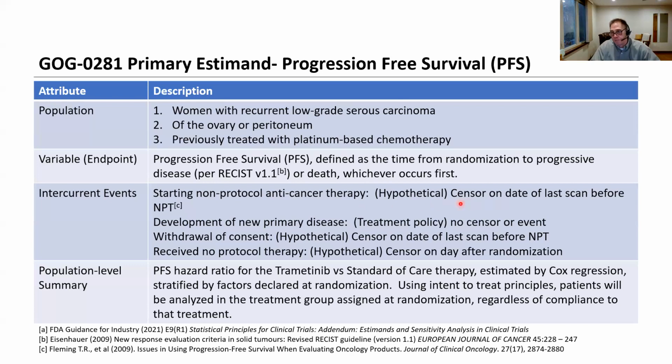And what I'm going to do with these patients at the final analysis is I'm going to censor their progression-free survival time on the date of the last scan prior to non-protocol therapy. So this comes out of an FDA recommendation published, I think, in 2018. Other intercurrent events, the patient could develop a new primary disease. We're going to call this a treatment policy.